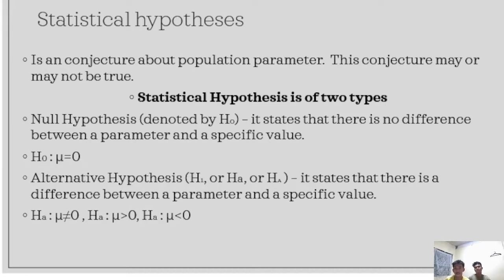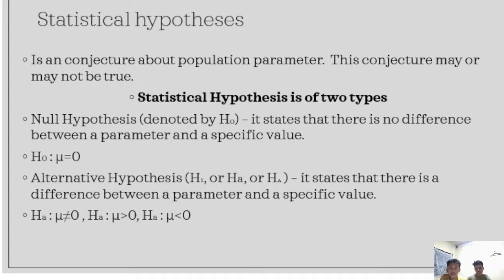So there are two types of statistical hypothesis. The first one is the null hypothesis, denoted by H sub 0. It states that there is no difference between the parameter and a specific value. H sub 0 is equal to 0. Ang null hypothesis ay always equal sign ang ginagamit, or equal symbol ang ginagamit.